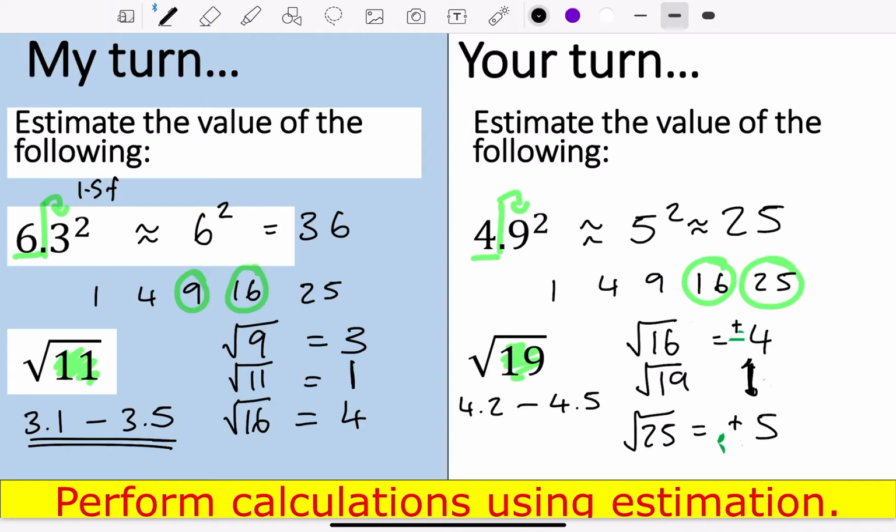Think rationally, write the numbers out. Is 19 closer to 16 or closer to 25? We know this. We know it's closer to 16. So think rationally when you are thinking about what value you're going to use. Be really careful with these. Make sure you are writing down those square numbers and have a go at the next set of questions.